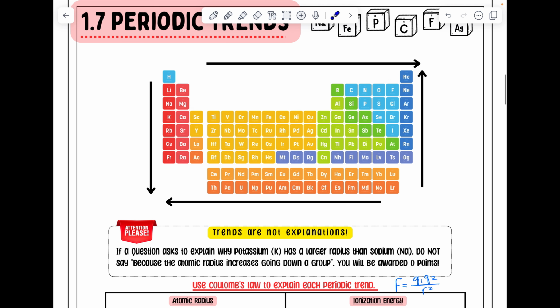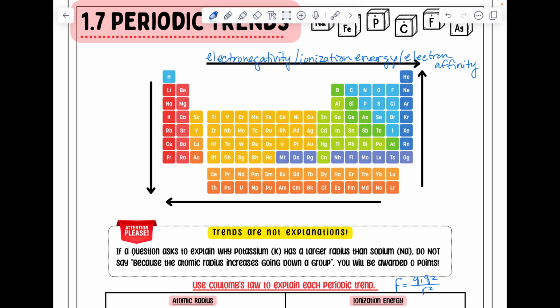So if we need to fill in this chart, as we go across the periodic table to the right, our electronegativity, our ionization energy, and our electron affinity are all going to increase. Because remember, it's opposite the atomic radius.